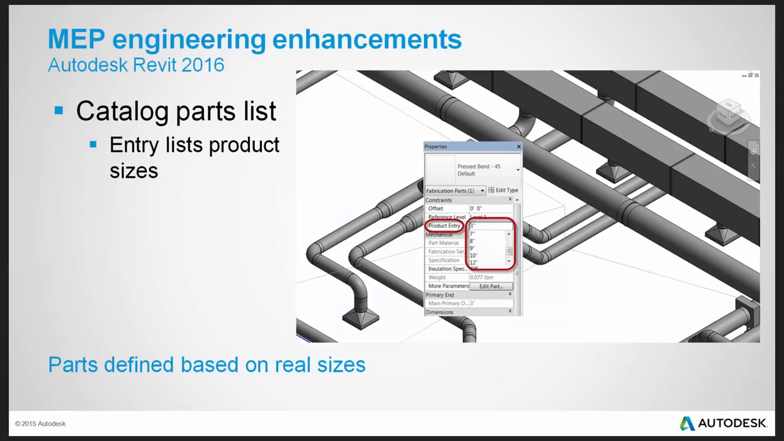Just like within Fab MEP, you're going to have your catalog parts list available. If you have created these catalog parts lists for your Fab MEP parts, they will be there with you when you bring them into Revit. And these product entry lists, product sizes help provide modeled components that reflect dimensionally realistic parts. I know, especially as far as piping and plumbing, this is something that has been asked for by many of our clients, and here it is. We now have the ability to have fully realistic, dimensionally correct, fabrication-ready parts within Revit.